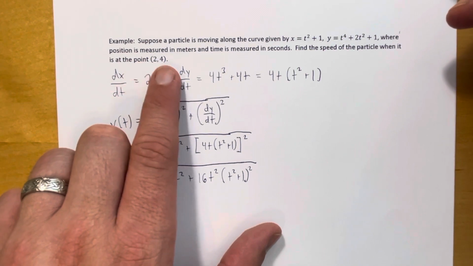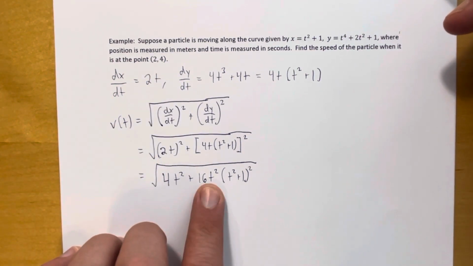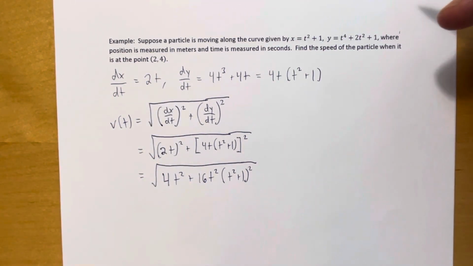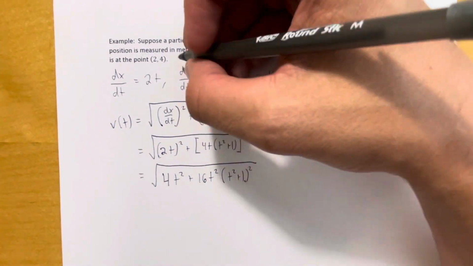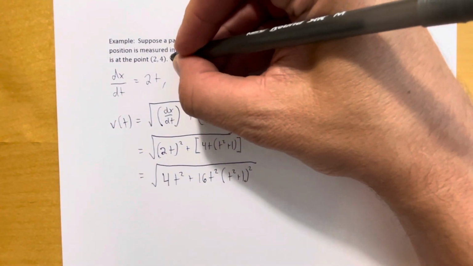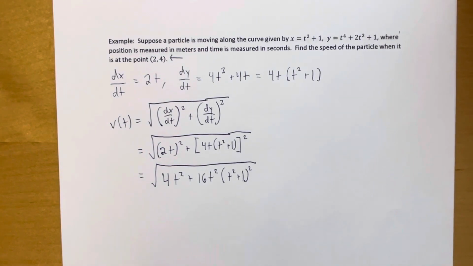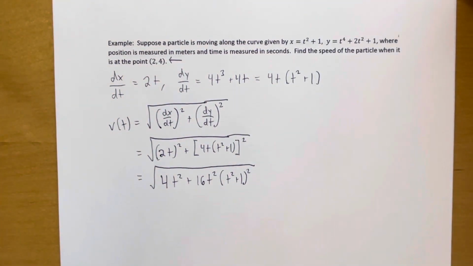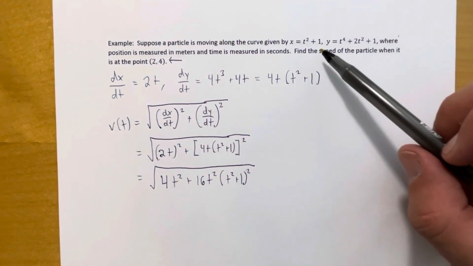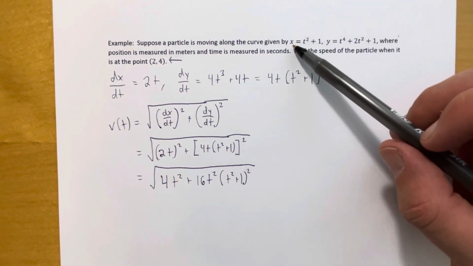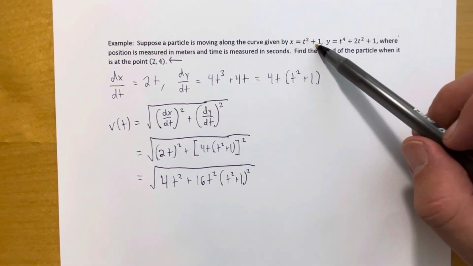2 and 4 are x and y values. I don't have any x's or y's here. I have a t here. So I need to figure out what parameter value t will give me that point right there. And this is typically pretty easy to do just by inspection. So what I do is I go back to my parametric equations here. Let's start with the x. x equals t squared plus 1.